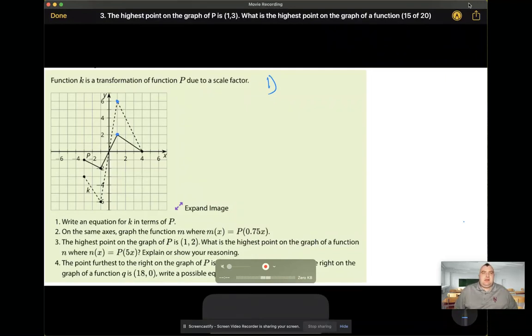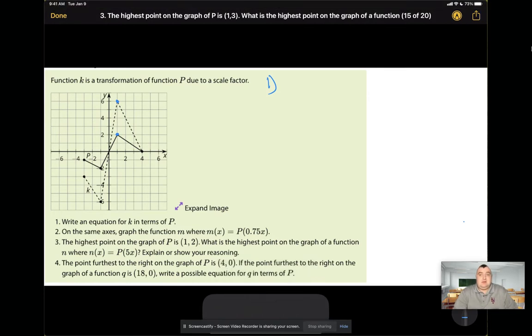Hello, everybody. We are up to lesson 9 of Unit 5. No new lesson notes today. We're continuing what we started talking about in lesson 8 with our vertical and horizontal stretches and squashes. So let's go right into the examples.